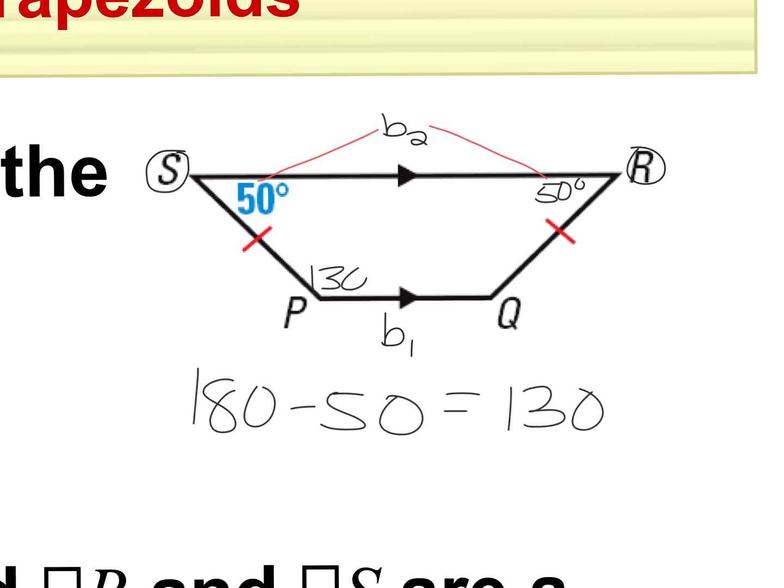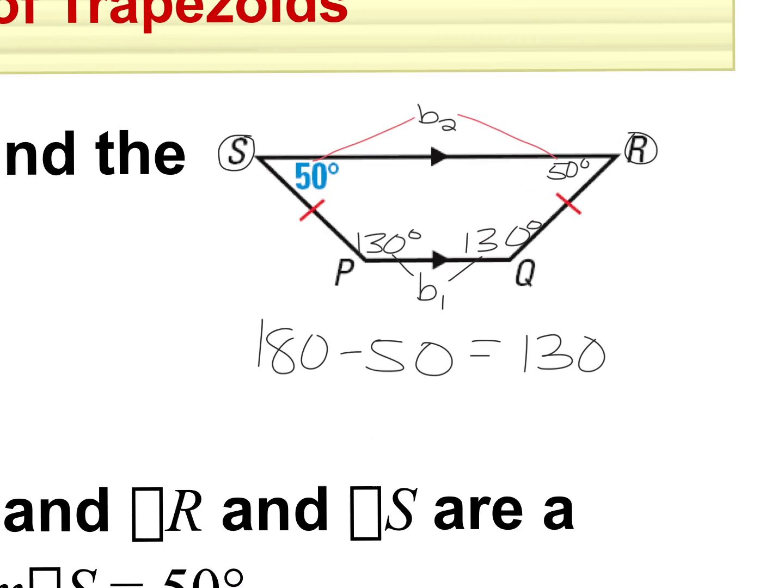And if P is 130, what's Q? 130. Okay, and those are the same because they are connected to the same base. So angle pairs connected to the same base are right next to each other. Okay, questions?